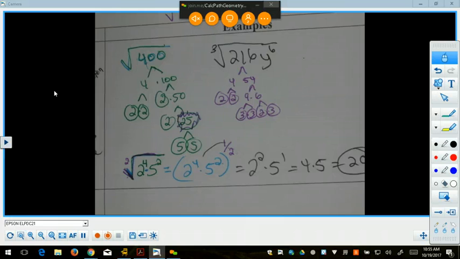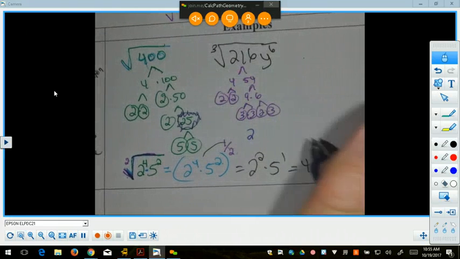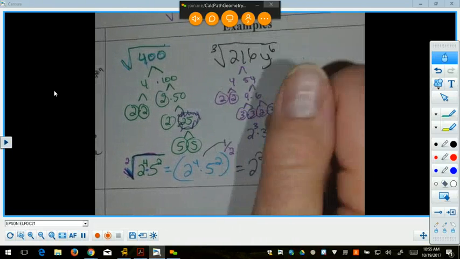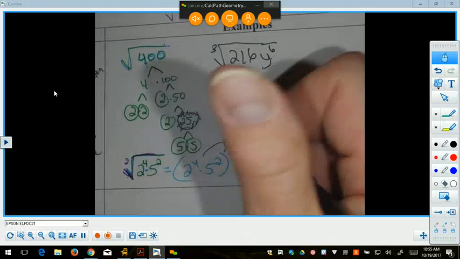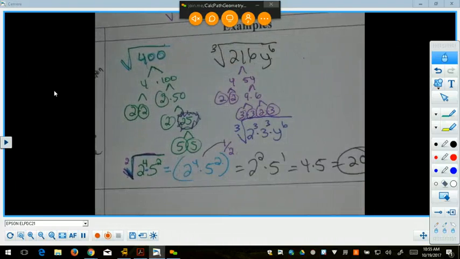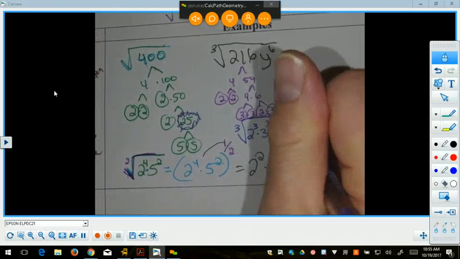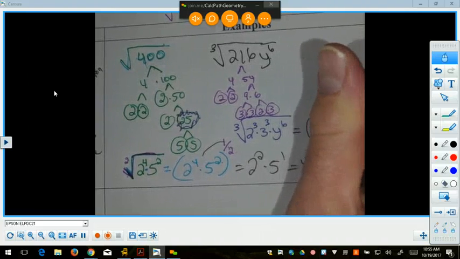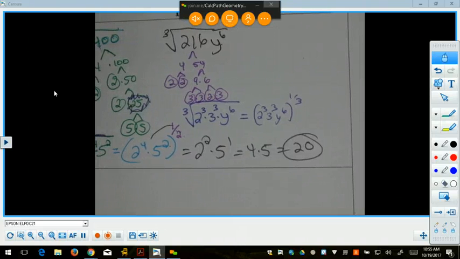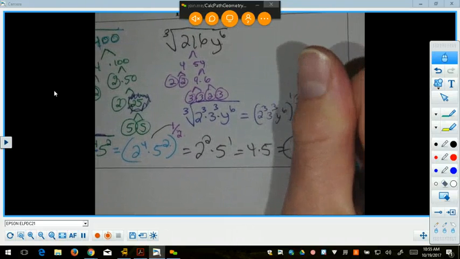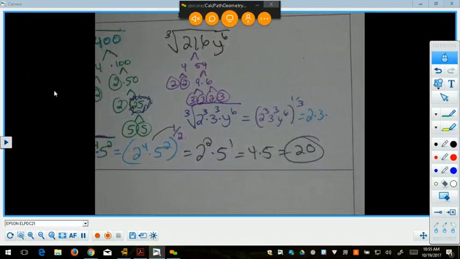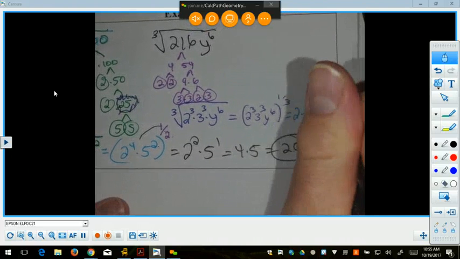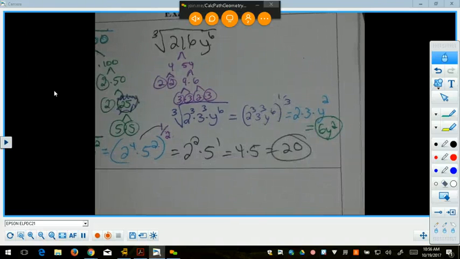So 216 is really 2 to what power? 2 to the 3rd times 3 to the 3rd. And then I still have that y to the 6th. So that's times y to the 6th. And we're taking the cubed root, right? So that's really raising all of that to the 1/3 power. 2 cubed, 3 cubed, y to the 6th to the 1/3 power. And you already know your rules of exponents. So when I distribute that in, I just get 2 times 3 times y squared. And 2 times 3 is 6. So I can get my answer this way.